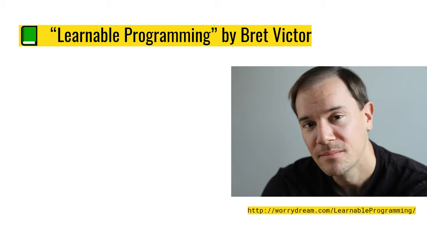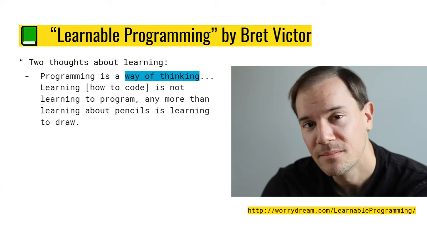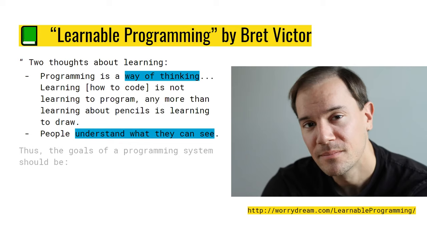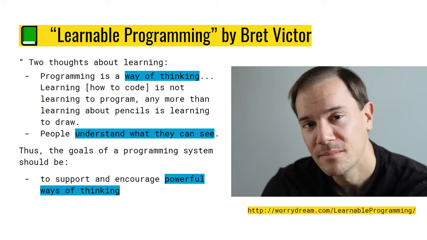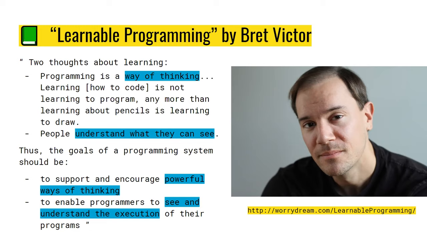Two thoughts about learning. He said that programming is a way of thinking, and learning how to code is not the same as learning how to program. He also said that people understand what they can see, and thus the goals of a programming system should be to support and encourage powerful ways of thinking, and to enable programmers to see and understand the execution of their programs. And then he goes on to say that maybe it's just better to develop an entirely new programming language that's actually learnable according to these goals that he proposed.